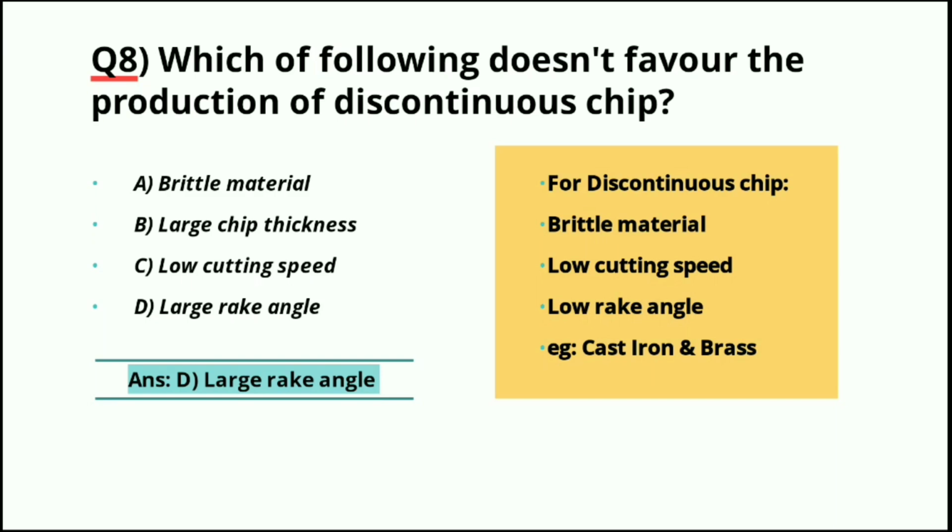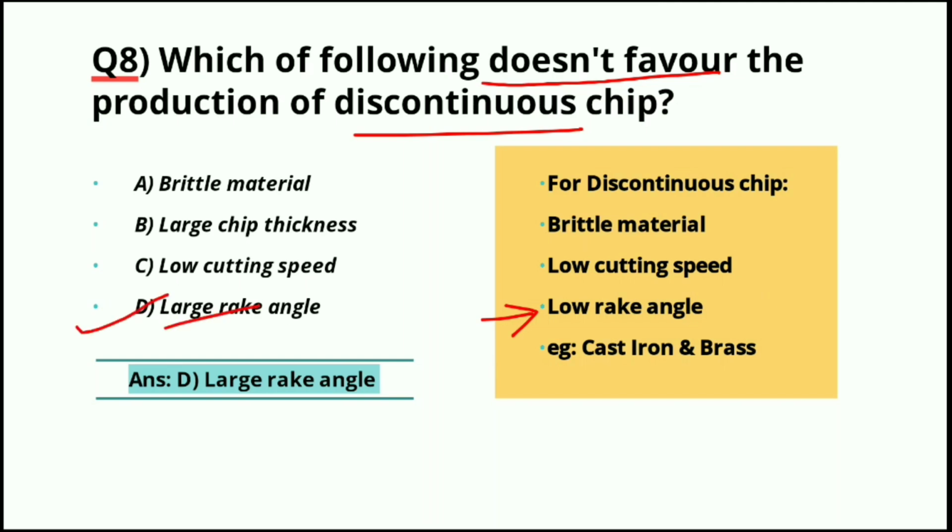You should know that for production of discontinuous chips, the work material should be brittle, cutting speed should be low, and rake angle should be low. Materials like cast iron and brass produce discontinuous chips. Here we have been asked the condition that does not favor the production of discontinuous chips. We see rake angle should be low, but in option D, rake angle is large, so it does not favor it. So the answer is part D.